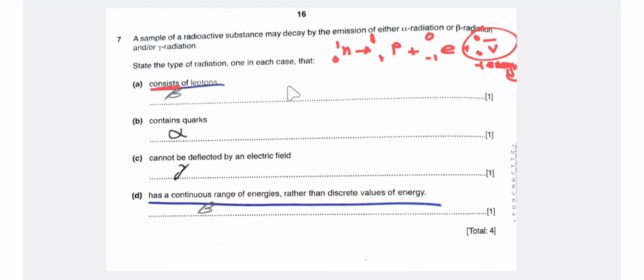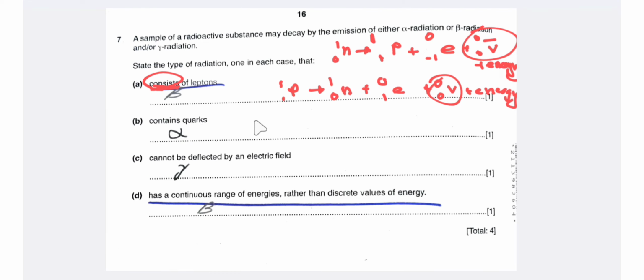Similarly for beta plus decay, that is a proton (1, 1) changes to a neutron (1, 0) plus a positron (0, e, +1) plus a neutrino plus energy. So here we can see that a neutrino is emitted or an antineutrino is emitted, and they are leptons. So beta decay consists of leptons, that is neutrino or antineutrino.